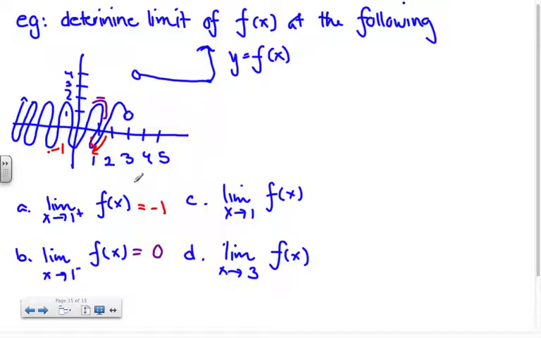So what do I say about the limit of f of x? These two have to be exactly the same for a limit to exist. And since they are not the same, this limit does not exist. So write it like this, does not exist.